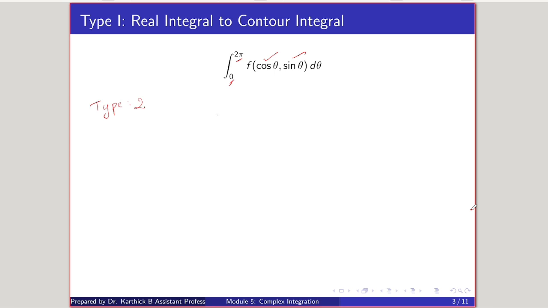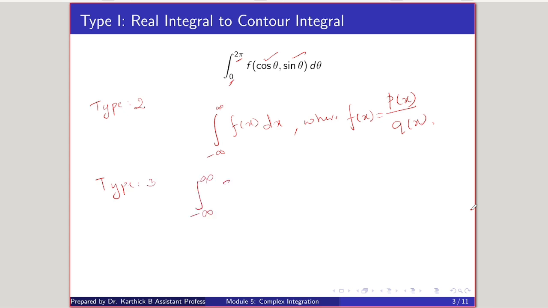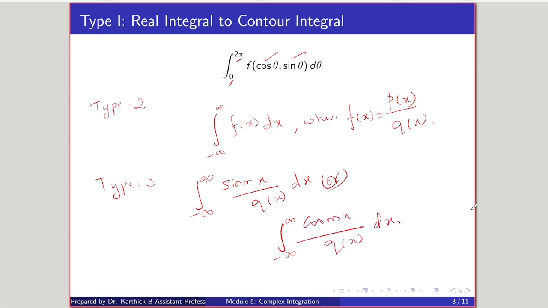The type 2 will be in the form of integral over minus infinity to plus infinity f of x dx, where f of x will be in the form of p of x divided by q of x, and type 3 will be in the form of integral from minus infinity to plus infinity sine mx divided by any polynomial q of x dx, or integral from minus infinity to plus infinity cos mx divided by q of x dx. So these are the three types under contour integration.